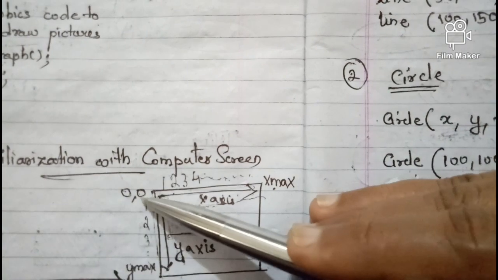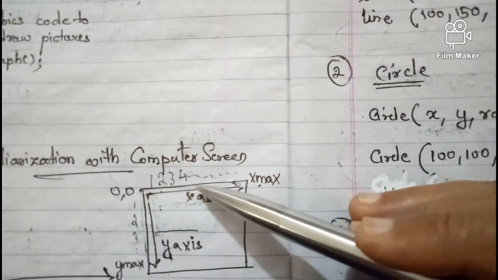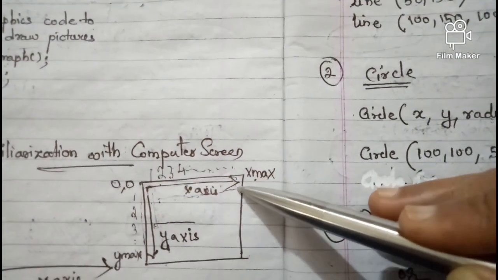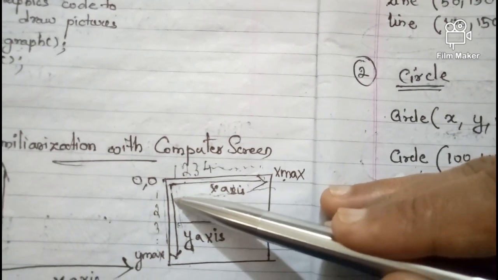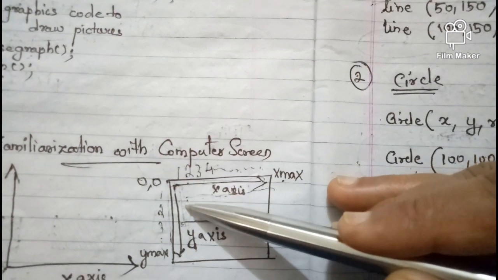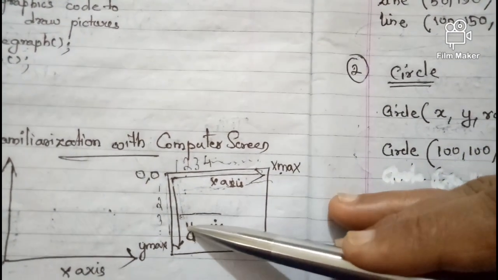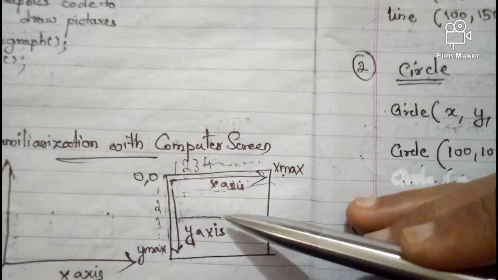One more thing, since this is the origin, the column numbers increase when you move towards right and column numbers decrease when you move towards left. Similarly, since this is the origin, the row numbers increase when you move downwards and the row numbers decrease when you move upwards. So this is very important.